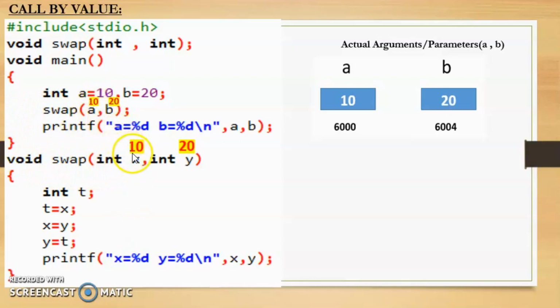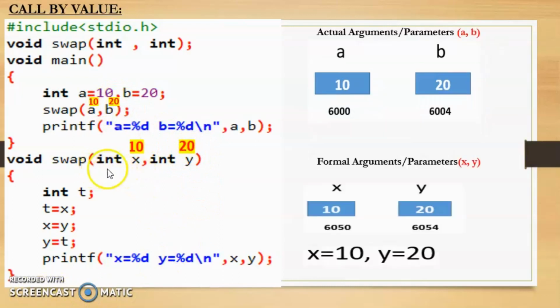The 10 value which was passed will be collected in this variable x, and this 20 which was passed will be collected in the variable y. Now after these variables x and y are declared, they will be stored in the memory at a particular address. Consider this variable x is stored at the address 6050 and consider variable y is stored at address 6054. Now x is assigned the value 10 because over here this value 10 was collected in the variable x, and similarly 20 is assigned to variable y because over here 20 was passed to variable y.